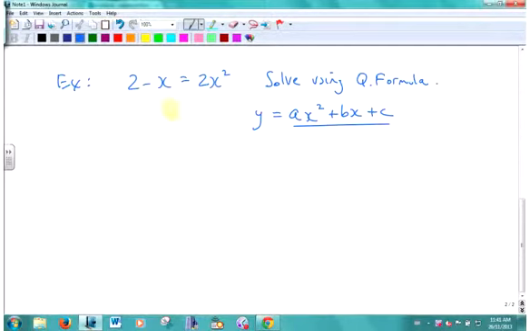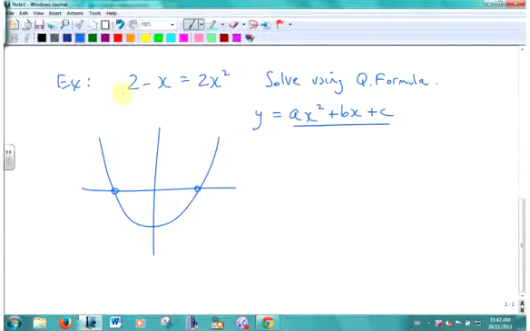So you got a couple of choices. Do I bring this guy over to here, make it negative, or do I bring these two over to this side? We usually want to keep this guy as positive. Okay? It won't matter as far as the roots go. One is going to be positive. Okay, I got two roots.